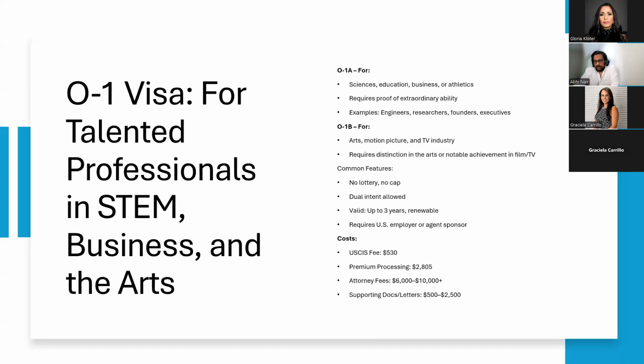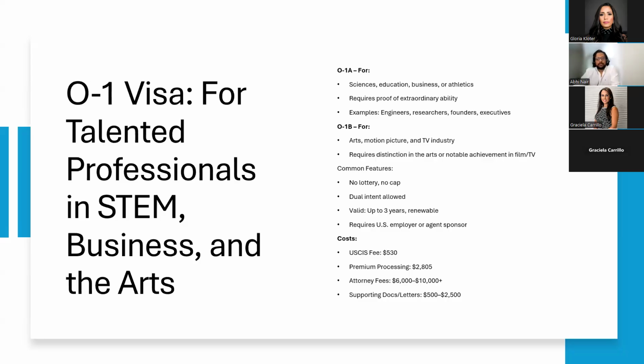So now let's talk about the visa I'm personally pursuing right now, the O1 visa. This visa is designed for individuals with extraordinary ability. It's split into two types, O1A and O1B. O1A is for fields like science, education, business, and athletics. Think engineers, researchers, founders, or executives who have made a mark nationally or internationally. O1B is geared towards arts and entertainment: actors, musicians, or creatives who have earned distinction in their field.